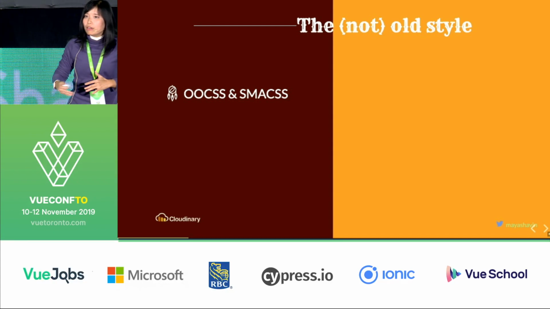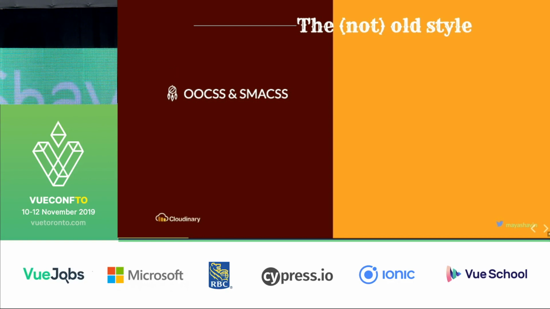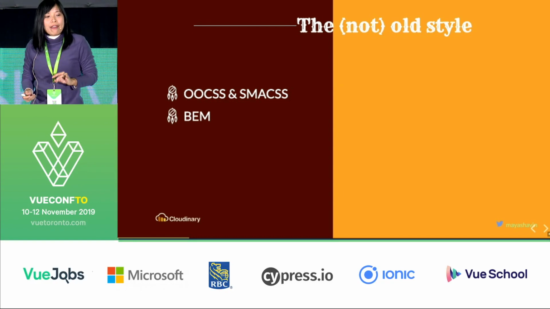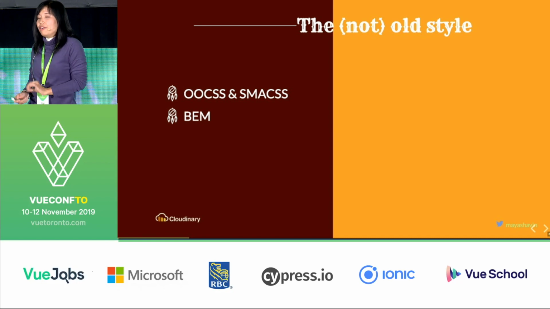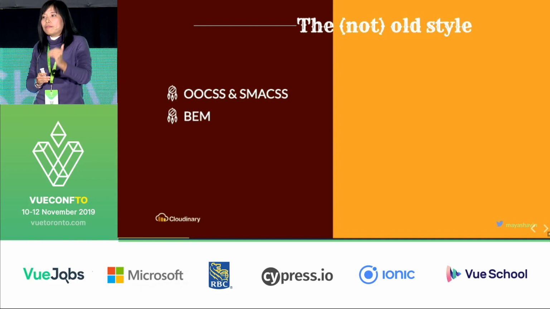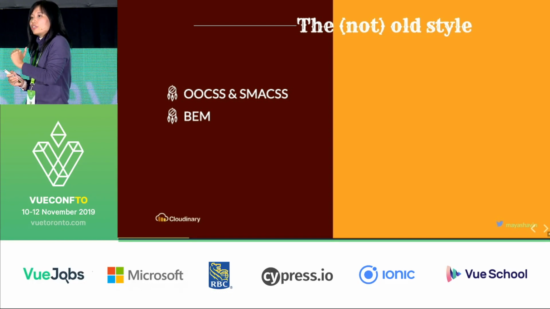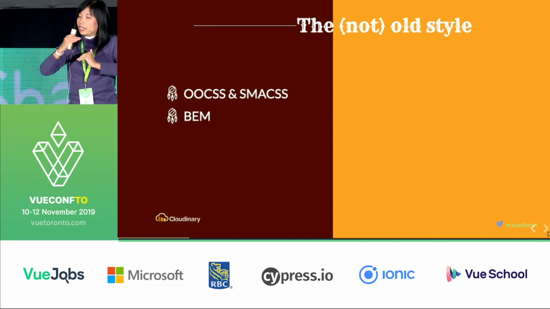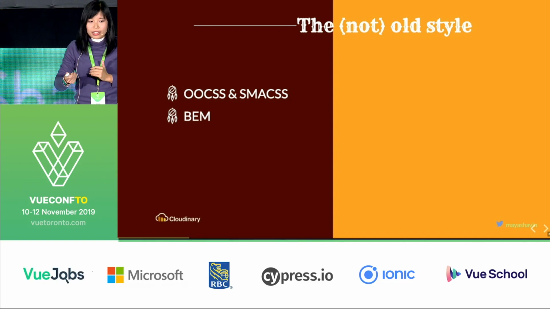I believe Tachyons also follows this, and maybe Tailwind, but I'm not so sure, so don't quote me on that. BEM is also another one that's very, very popular. It stands for block, element, and modifier. You name the class according to that, so you know exactly which block, which element, and what status of the element. So you can change it, and it makes it readable and more organized.